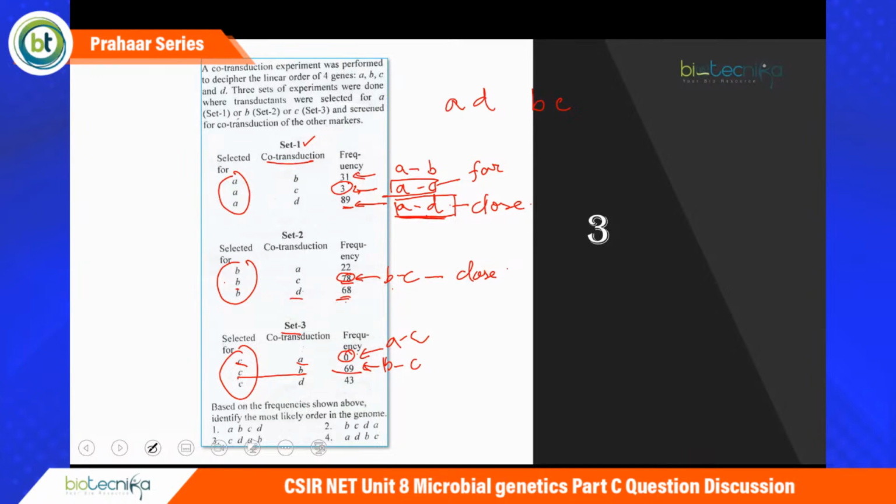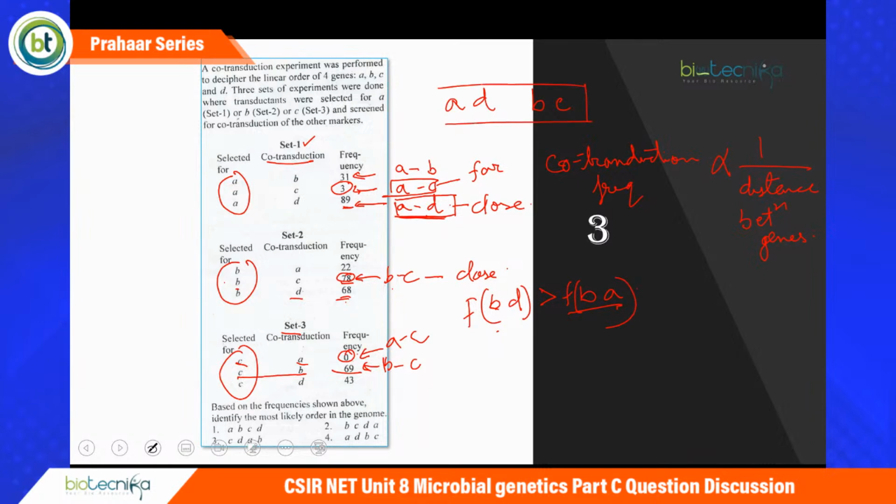And the co-transduction frequency of BD is higher than BA. Now this co-transduction frequency will be inversely proportional to the distance between the genes. So bigger is the distance between the genes, lesser will be the co-transduction frequency. Since here we see that the BA co-transduction frequency is lesser than BD, that means the distance between AB will be more than BD. So this criterion can also be followed in this combination.